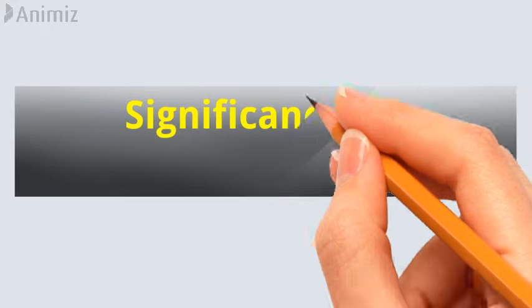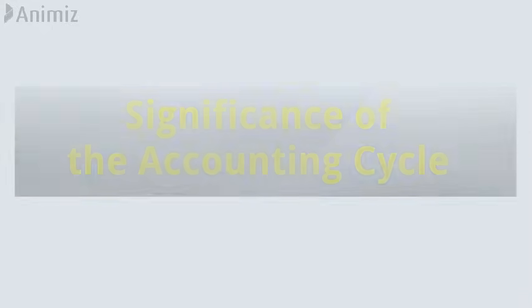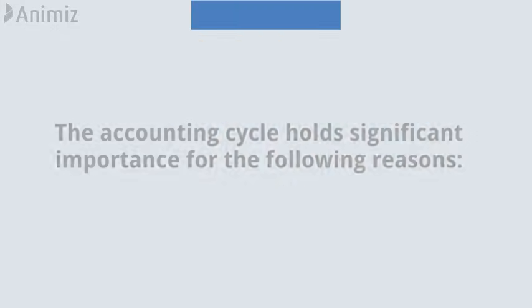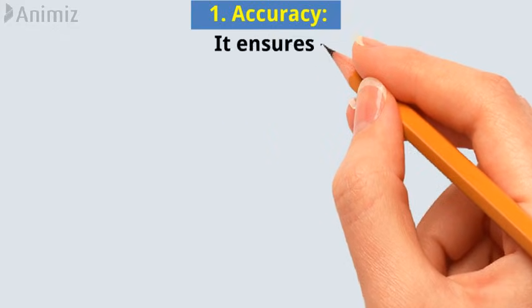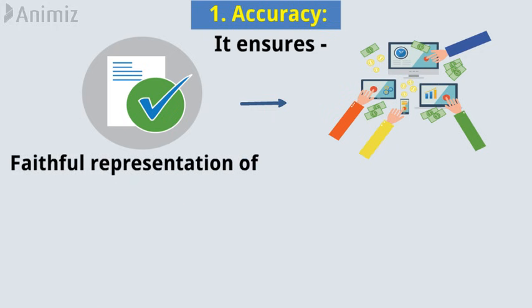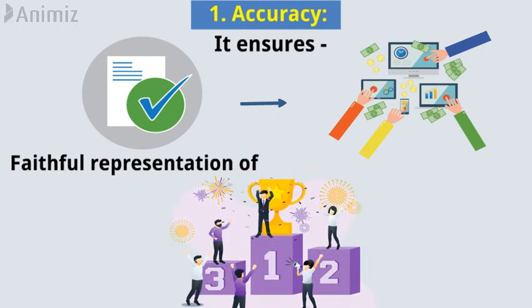Now come to significance of the accounting cycle. The accounting cycle holds significant importance for the following reasons. Accuracy. It ensures the accurate recording of financial transactions and the faithful representation of the entity's financial position in its financial statements.